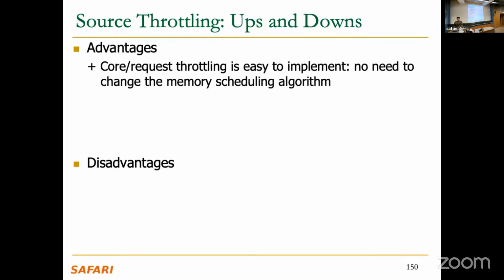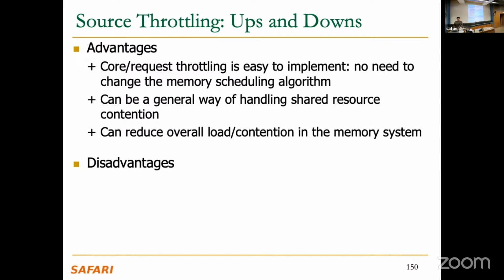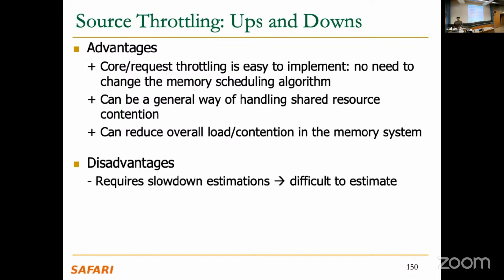The advantages of this technique are that it's easy to implement. You don't need to change the memory scheduling algorithm. And it can be a general way to handle shared resource contention, throttling things at the source, basically. It doesn't have to be just the core, right? It can be a GPU or a hardware accelerator. You can reduce the overall load in the memory system. You can allow more applications with higher priorities to access that shared memory system.